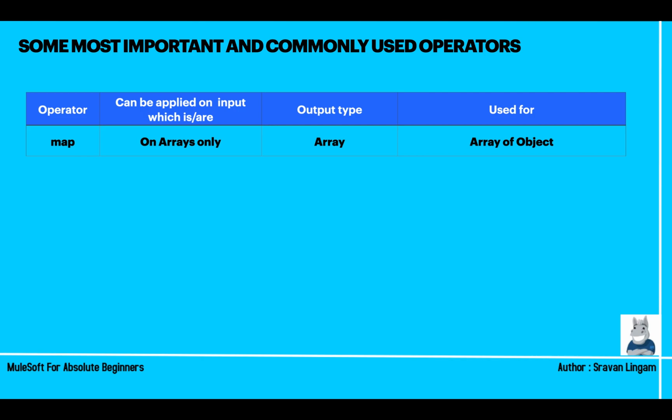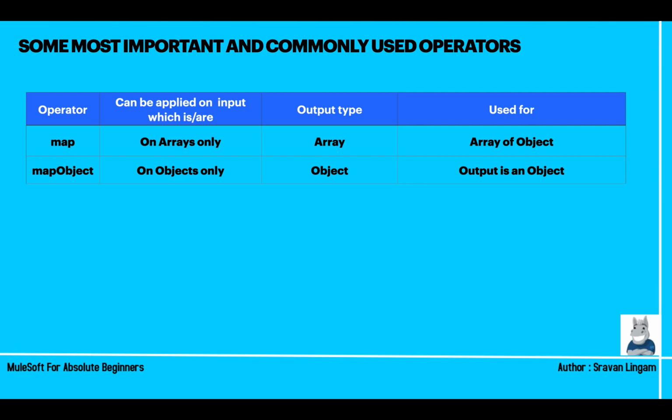So map can be applied only on arrays, and once we apply the map operator, the output type is also an array. It is used for an array of objects. And then map object. Again, we have discussed this. It is applied only on objects, and the output type is also an object. Whenever we require the output as an object, we'll be using map object. So these are the two things, map and map object.